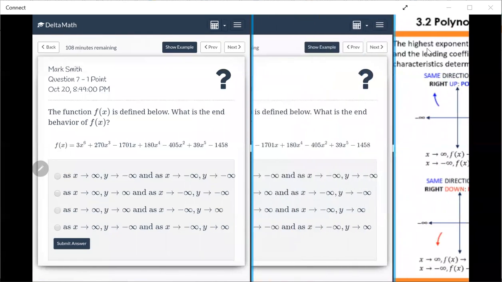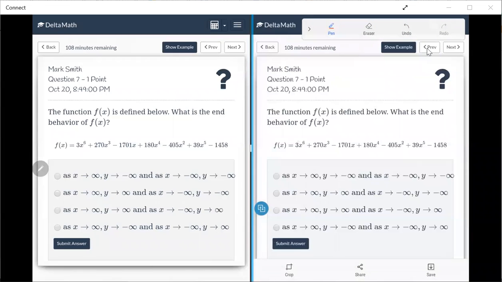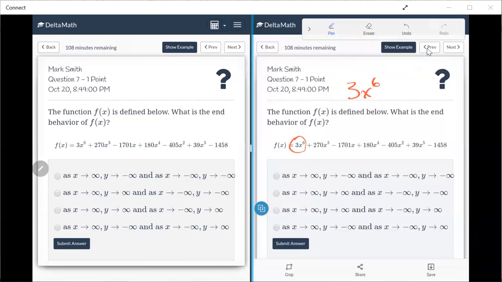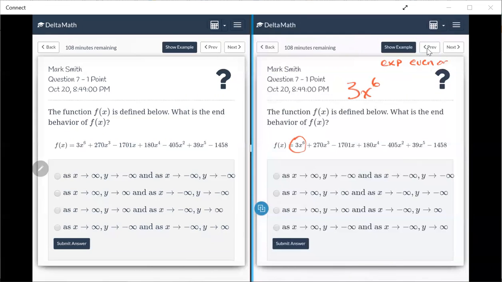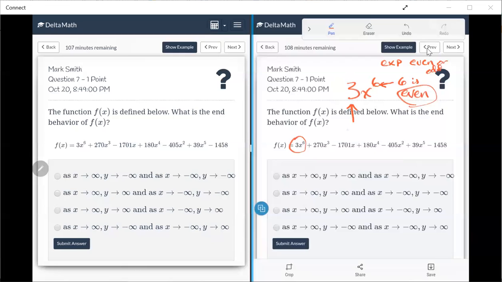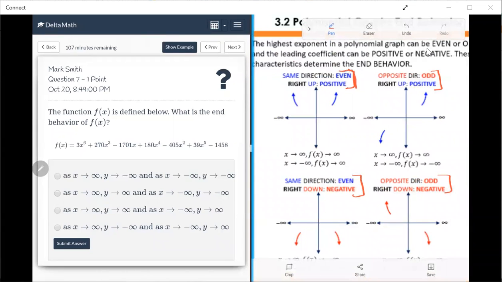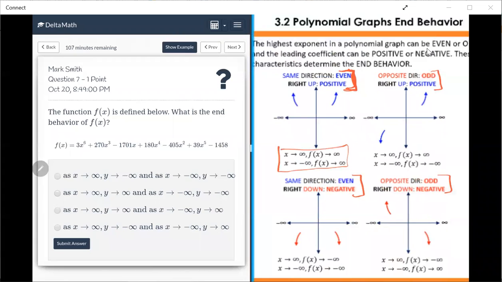Those describe the leading term of your polynomial. In this case, it's 3x to the 6th. We use the exponent for even or odd. In this case, 6 is an even number, so 6 is even. And then we use the leading coefficient for positive, negative. And 3 is positive. So we're going to go back at our chart and look for something that is even and positive. And there we have even and positive right at the front. And so that's going to be your answer right there.